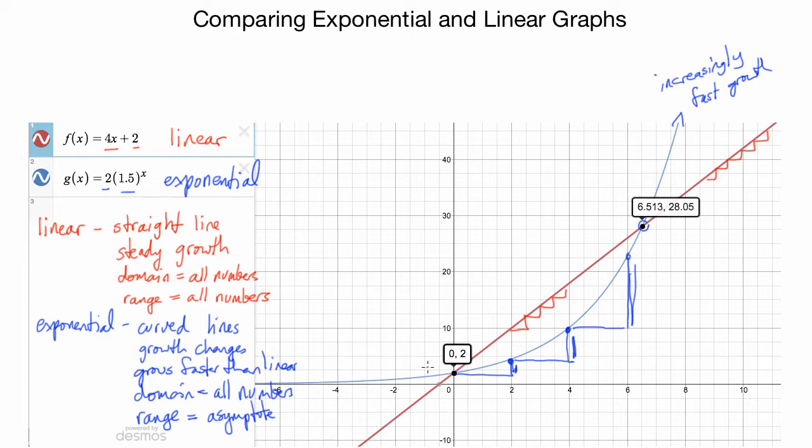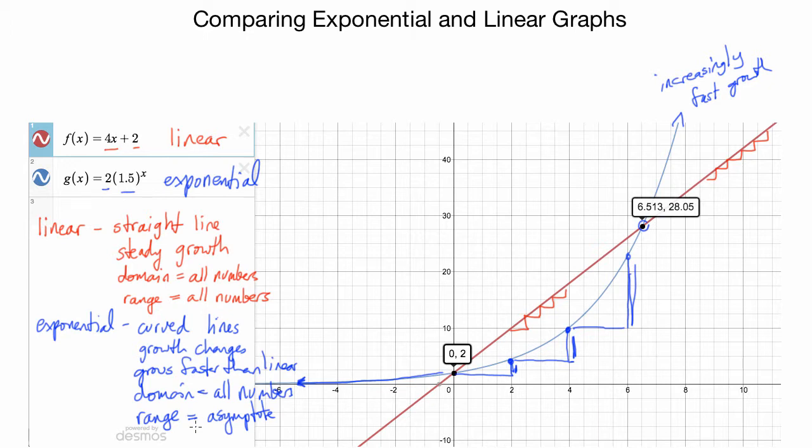My exponential function will never get below 0. It'll get increasingly close. I can see on my blue line, if I go to the left, it gets really close to 0 right here, but never ever quite reaches it. And so in this particular graph, the range is all positive numbers. So we need to be careful with what that asymptote is, and the ranges of exponential functions are often very different than the ranges of linear functions.